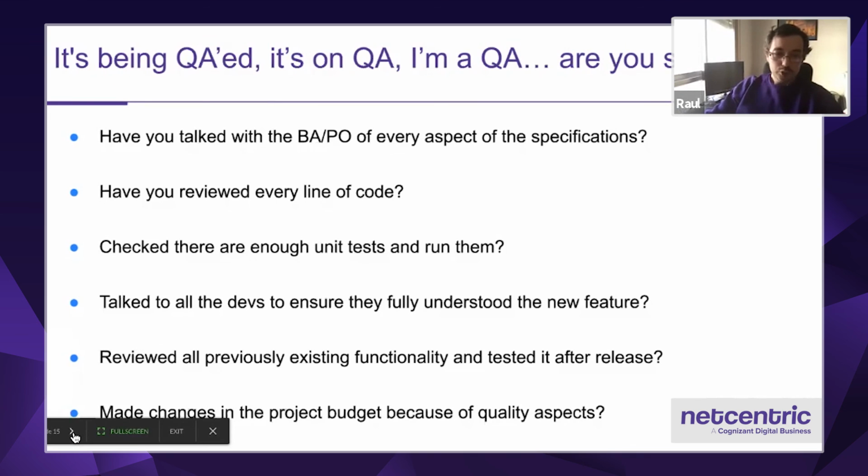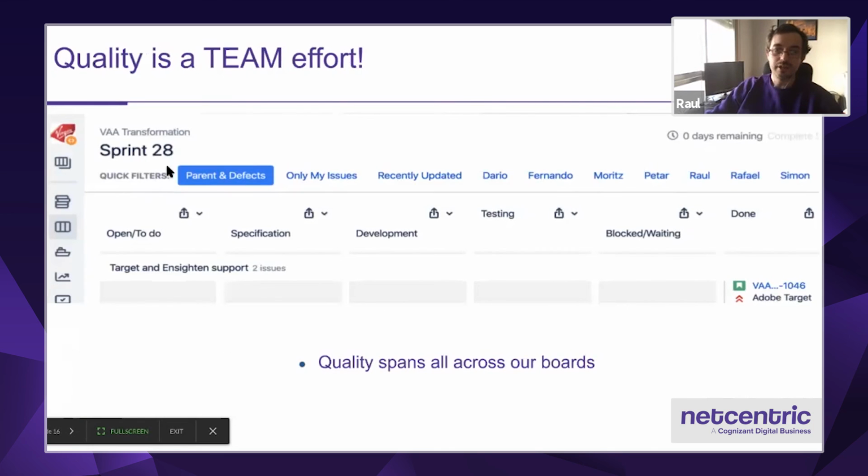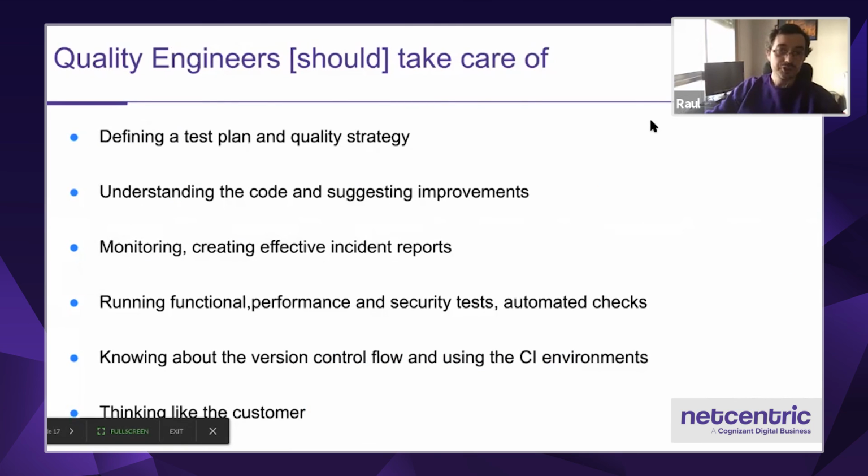So I was saying, if you're not in charge of all that, you're not in charge of quality assurance. Quality is a team effort. From the to-do column, specification, development, testing, everything is quality assurance. Quality spans all across the board. And quality engineers should take care of a lot of stuff. A test plan, understanding the code and suggesting improvements, monitor if you can, automation if you are in the position to enable it, of course, knowing about version control, and above all, thinking like the customer.